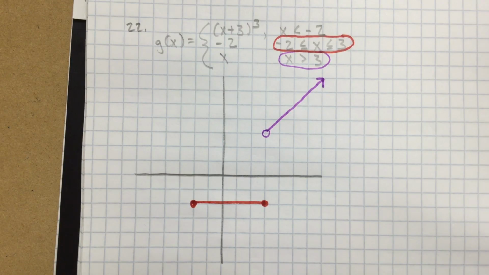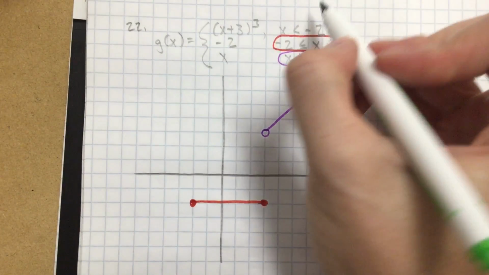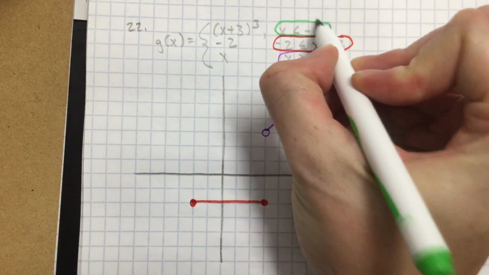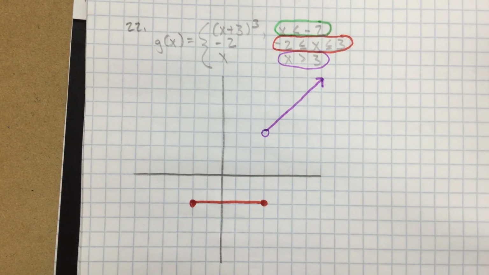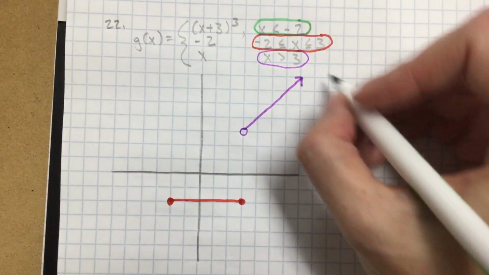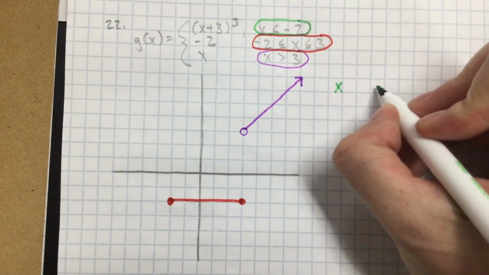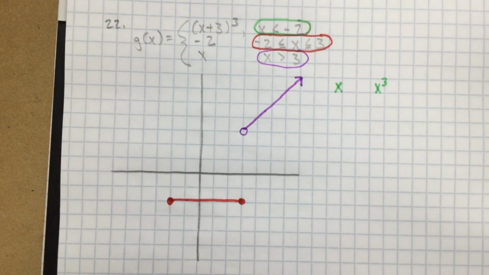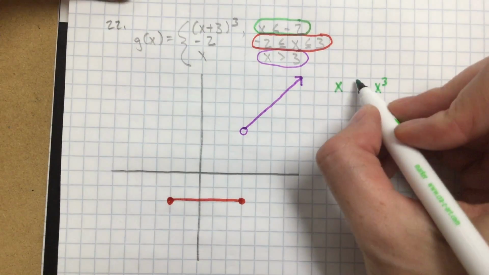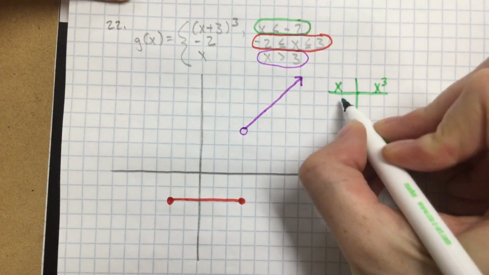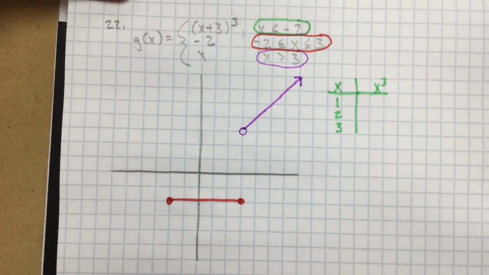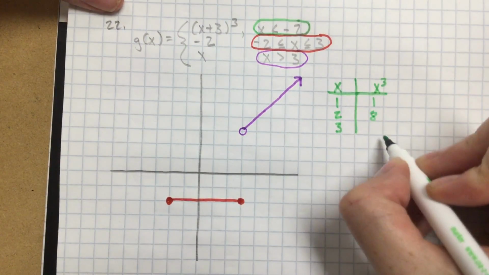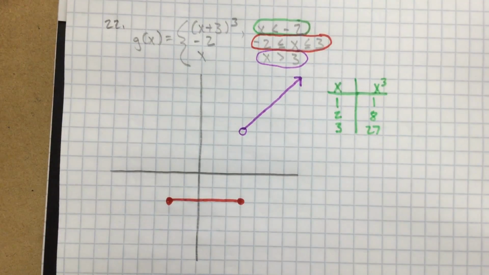All right. And then my cube up here, I'll do in green. We have x plus 3 cubed. So just to kind of go back to how I graphed the quadratic with the table, I'm going to do another table here. So I have x and x cubed. There's not an a value, so I don't need anything in front of my x. So 1, 2, 3. 1 cubed is 1, 2 cubed is 8, 3 cubed is 27.